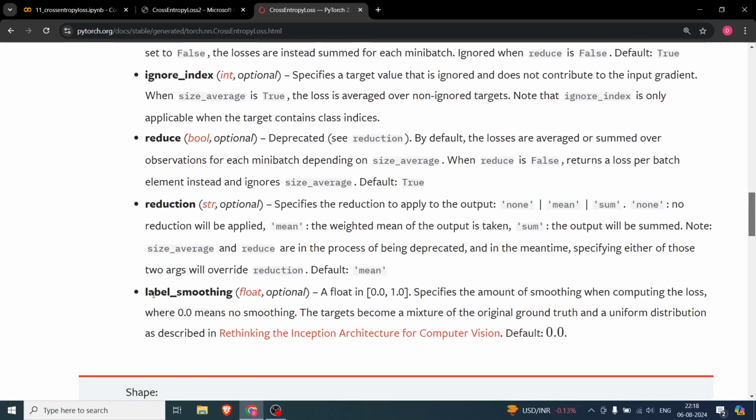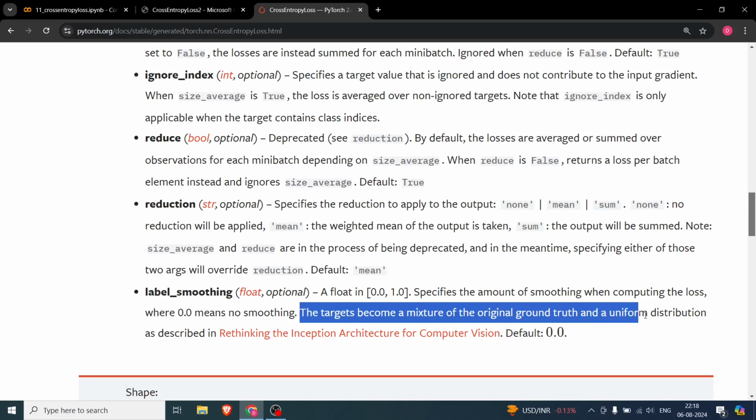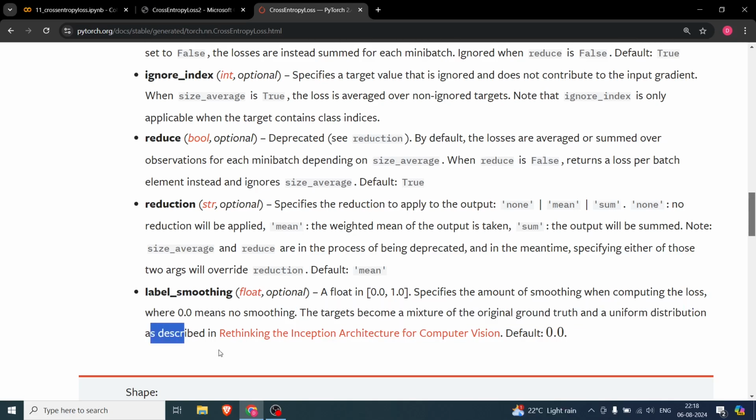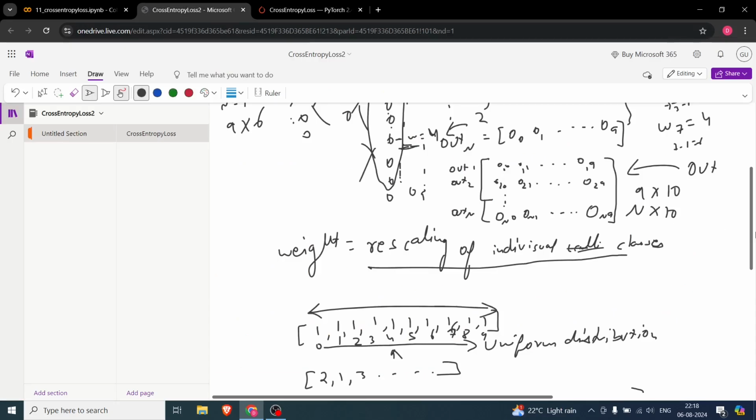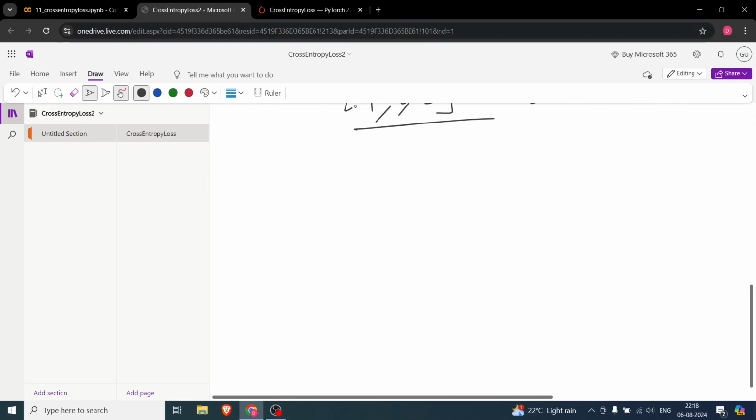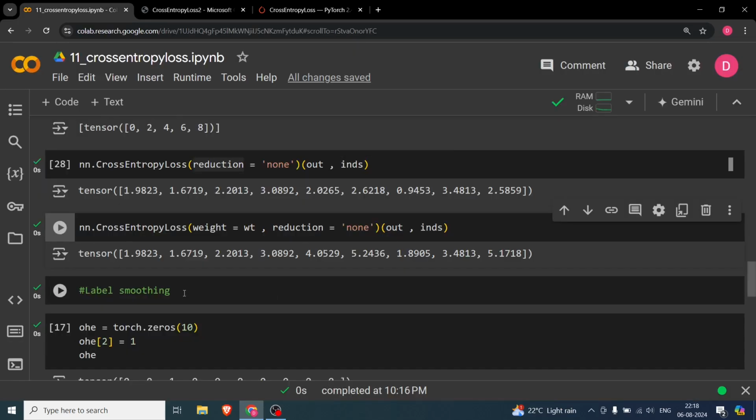Okay, but let me just go through it, not only for the sake of going through, but basically explaining it to you. So what is label smoothing? It's a float between 0 and 1. It specifies the amount of smoothing when computing the loss. Where 0.00 means no smoothing, which is basically your vanilla cross entropy. The target becomes a mixture of the original ground truth and a uniform distribution described in this particular paper, which we will understand over here. Obviously we don't need to get into the paper. I'll just explain it here itself.